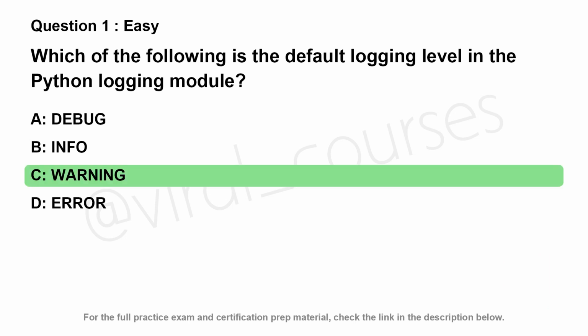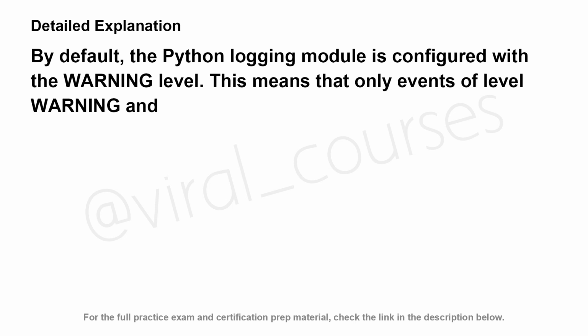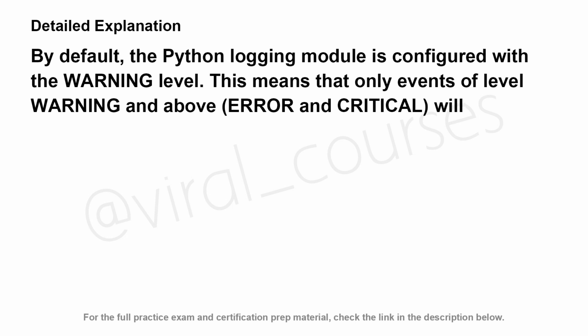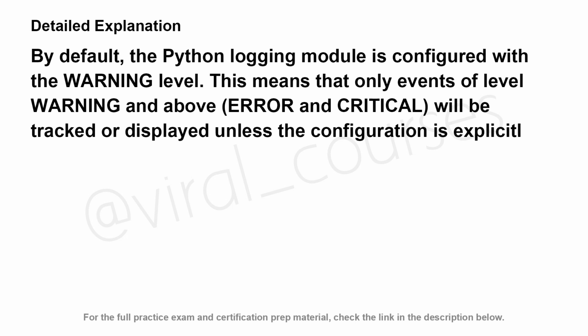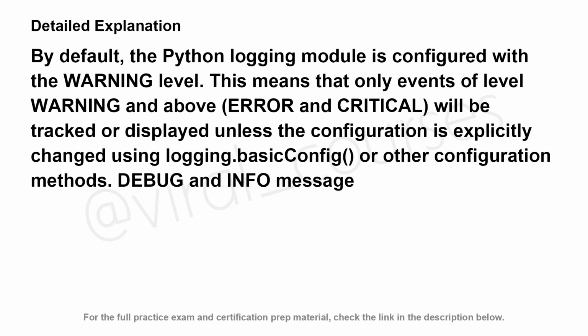The correct answer is C. By default, the Python logging module is configured with the warning level. This means that only events of level warning and above, error and critical, will be tracked or displayed unless the configuration is explicitly changed using logging.basicConfig or other configuration methods. Debug and info messages will be ignored by default.